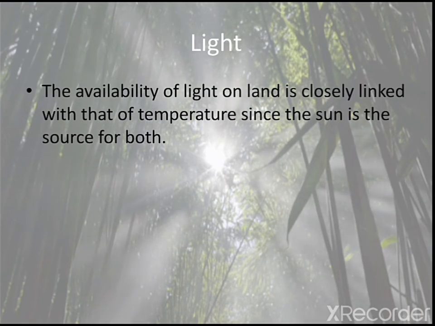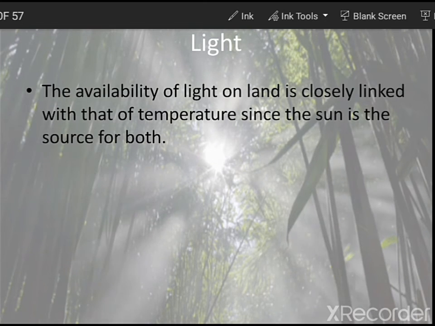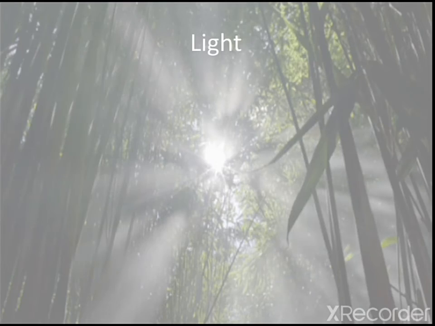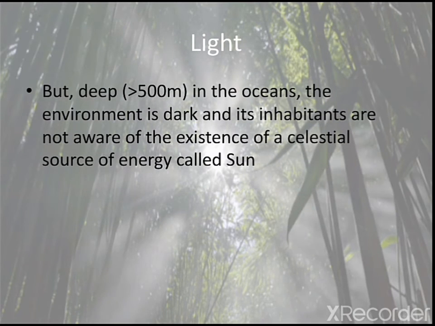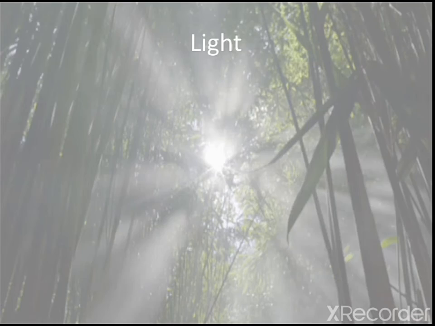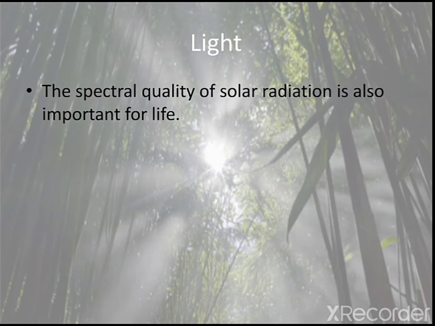Next, the availability of light on land. It is very closely related to temperature. Why is it closely related to temperature? It is because the sun is the common source for both. Since the sun is the common source for temperature as well as light, we can say that with increasing temperature, there can be increased light also in the environment. In the deep sea or the deep oceans, the conditions are extremely dark. The different components of light, the spectral quality of the solar radiation, are also important, like the UVB rays.